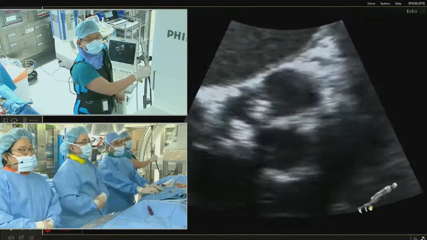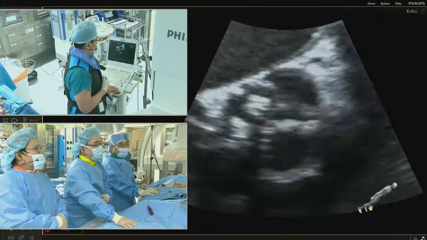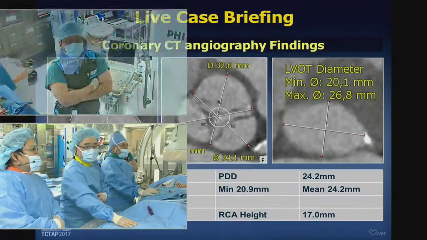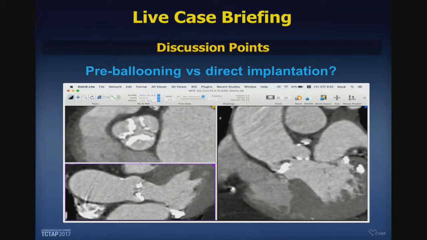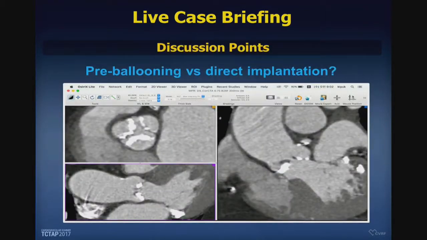Next. This is the CT finding. The perimeter is 76.2 millimeters. Okay, here we go. Go ahead. The area is 4.18 square centimeters. Next. This is the calcium distribution. The calcium distribution is relatively even among the three cusps. However, the amount of calcium is moderate to severe, and there is a relatively horizontal aorta. However, there was no calcification in the LVOT.